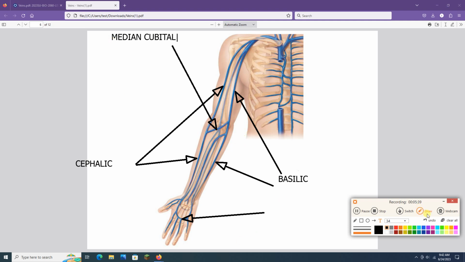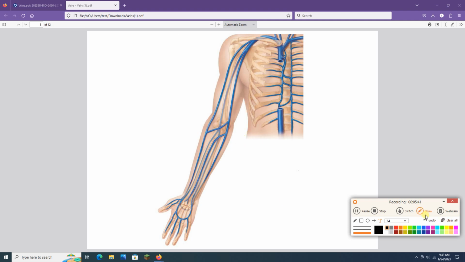Okay, so we got some superficial veins taken care of. Now let's do some deep veins. This deep guy on the thumb side right there, that is my radial vein. So we met the radial artery, now we're meeting the radial vein. Now opposite him, partner to him, this deep guy on the pinky side, that is my ulnar vein.